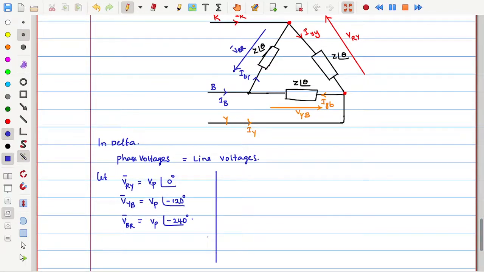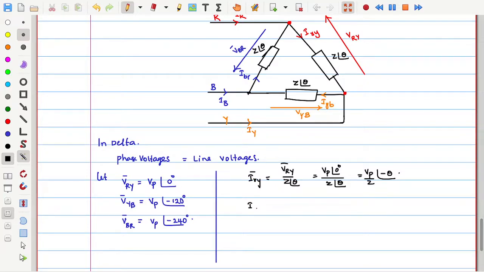As like this. See, IRY is the current through this Z at an angle theta. How much is its corresponding voltage? VRY. So VRY divided by Z at an angle theta. What is VRY? Vp at an angle 0 divided by Z at an angle theta. So this can be written as Vp by Z at an angle of minus theta. Similarly, you can write all other phase currents.